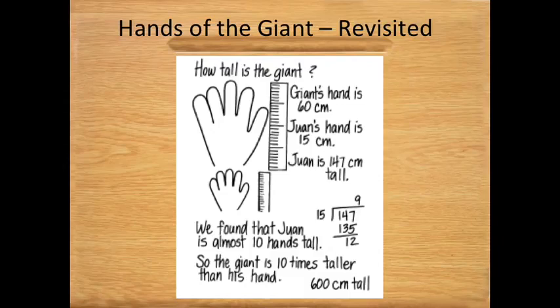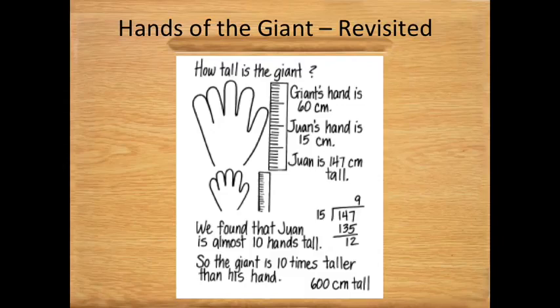As I stated when we first looked at the problem, that is a problem that you can use at different grade levels because you can add more and more advanced mathematics to it. So if we look at this possible solution and setting up a ratio to a proportion, here if we measure, we say that Juan's hand is 15 centimeters. The giant's hand, if we measure it, is 60 centimeters.